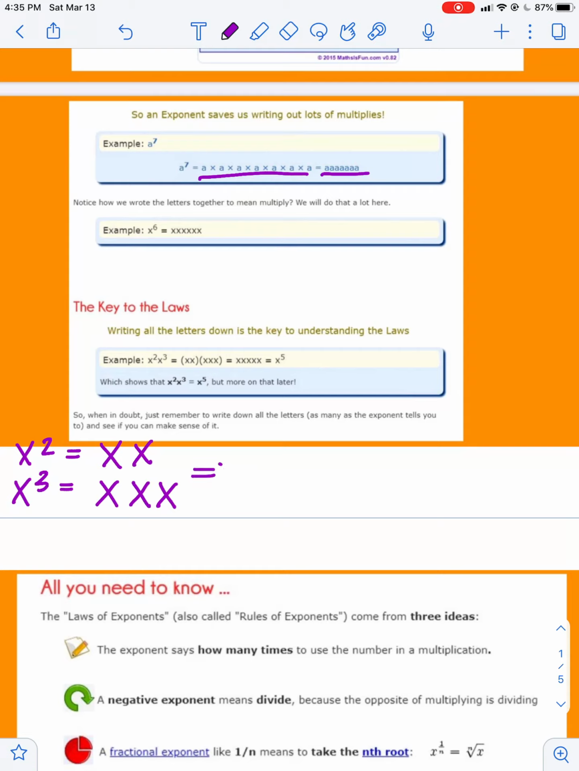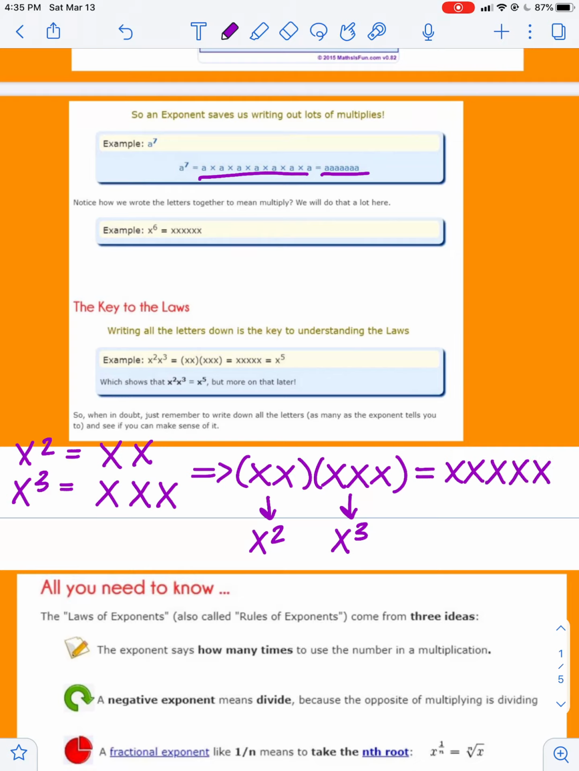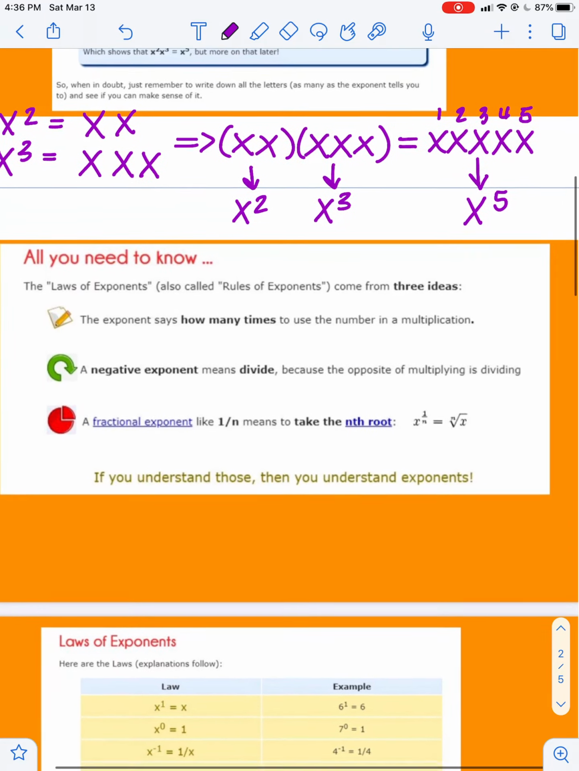So when I multiply those by each other, I get x times x, and we'll put that in parentheses, because remember that's x squared, times x times x times x, which is x cubed. And since I have all those x's, I can just go ahead and write that as x times x times x times x times x. And when I count, I have 1, 2, 3, 4, 5 x's times each other. So I get x to the 5th as my answer. Okay? So it's just kind of thinking about how many of each letter you really have being multiplied.